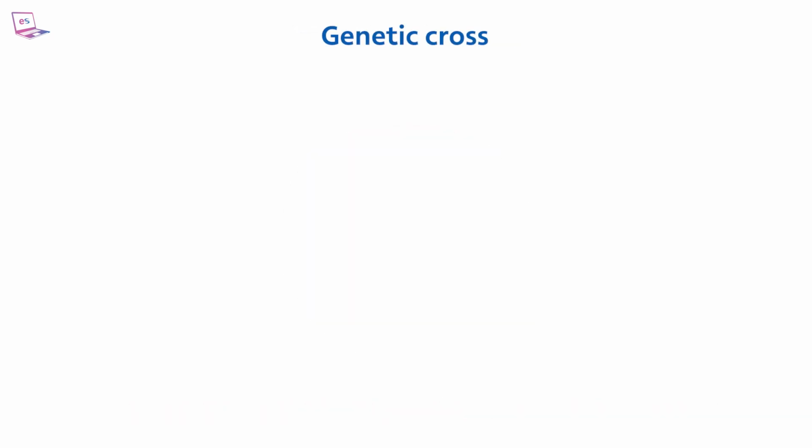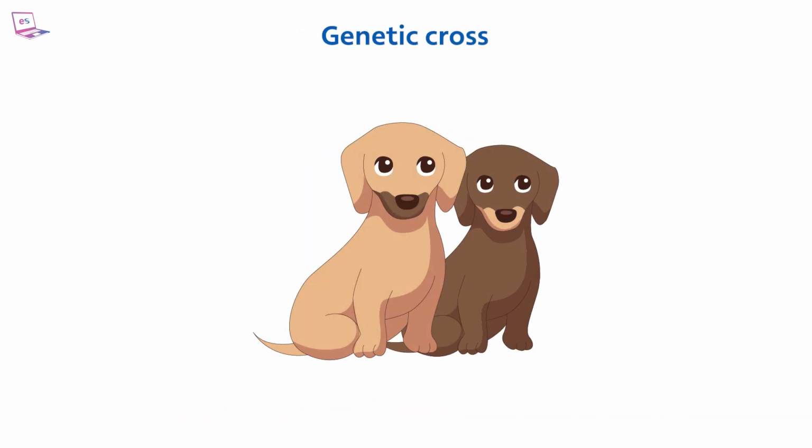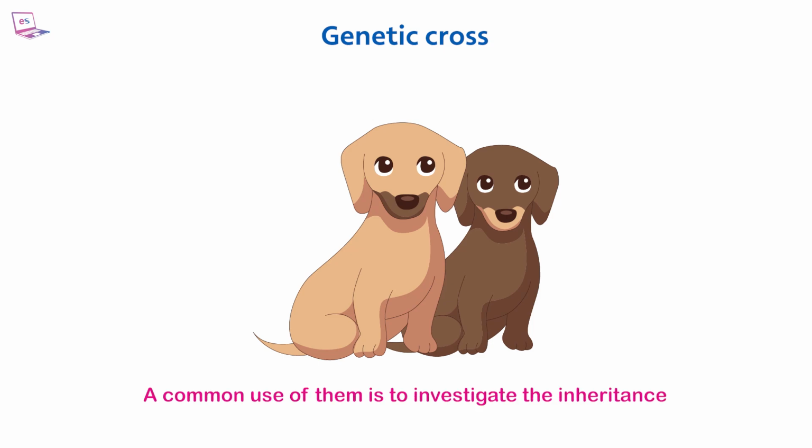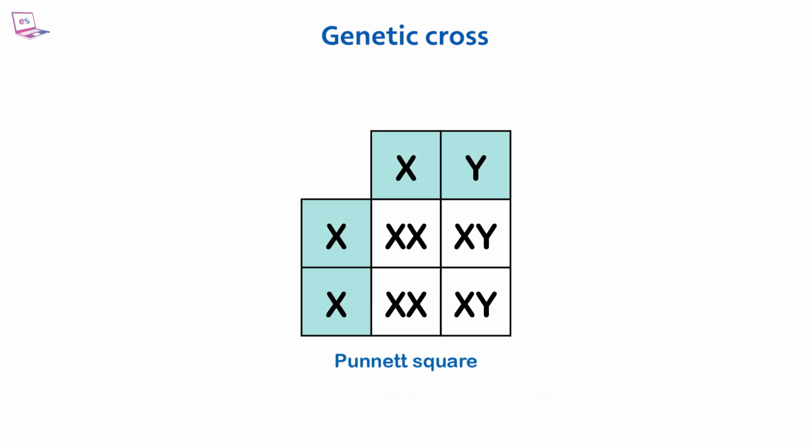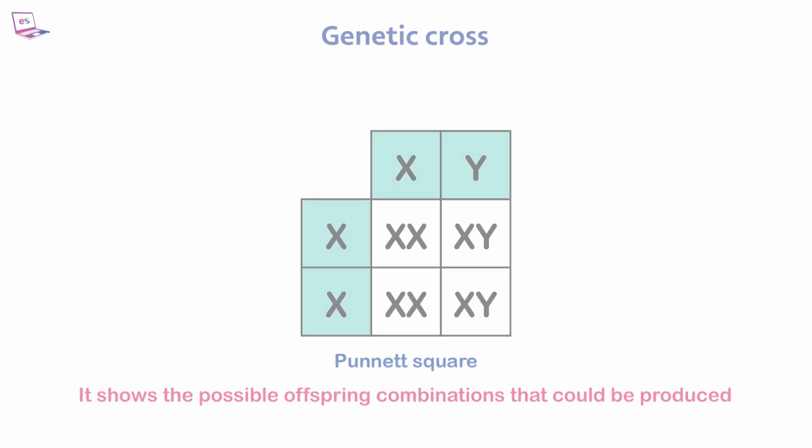Genetic cross. The intentional breeding of 2 selected, genetically different individuals results in offspring with half of each parent's genetic makeup, known as genetic crosses. A common use of them is to investigate the inheritance pattern of a specific trait across generations. Punnett squares predict genetic cross outcomes, revealing offspring genotypes and phenotypes. It shows the possible offspring combinations that could be produced.